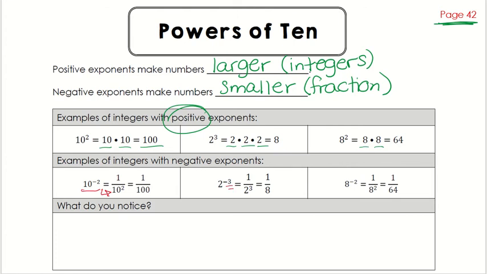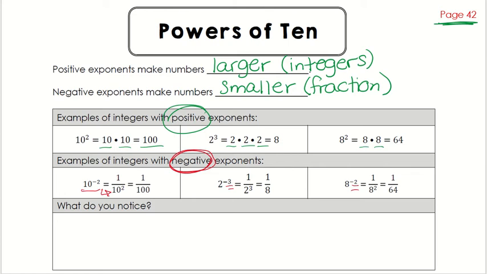So 2 to the negative 3, bring it down. 2 cubed is 8, so it's 1/8. And last but not least, 8 to the negative 2, bring it down. So you have 8 squared, that is 64, so it's 1/64. So negative exponents, again, make your numbers a fraction and make them smaller.